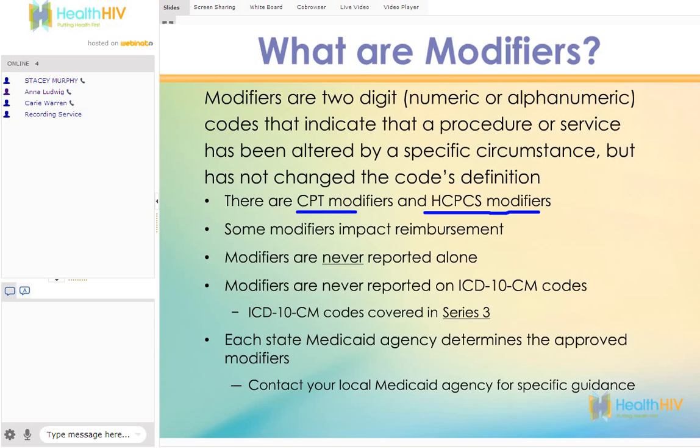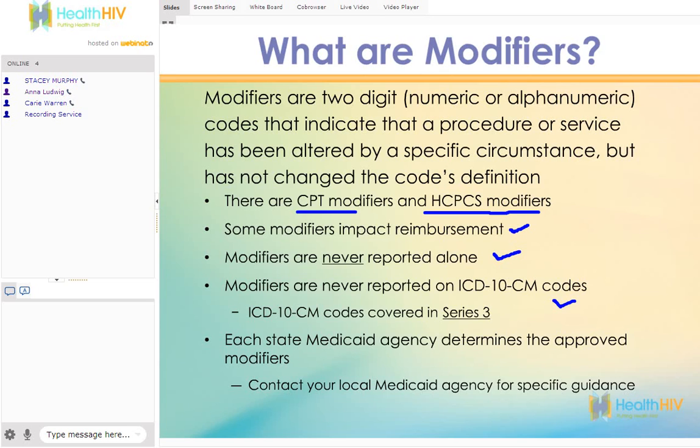Typically, some of the modifiers that we use impact our reimbursement. You shouldn't be reporting modifiers alone. And if you are submitting electronic claims, your system will not allow you to just submit a modifier, which is a good hard stop. But I've worked with some practices that are still submitting paper claims. And so if you are submitting paper claims, make sure that you don't submit any modifiers by themselves. Modifiers are never reported on ICD-10 codes. So again, if you're submitting electronic claims, your system will not allow you to append a modifier.